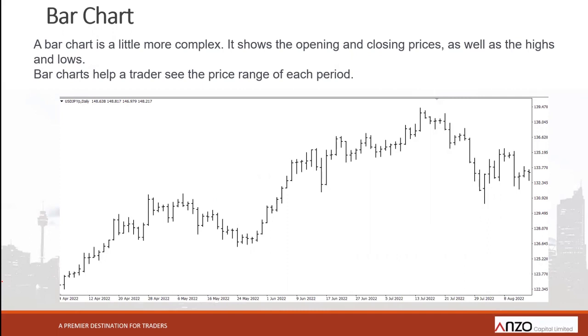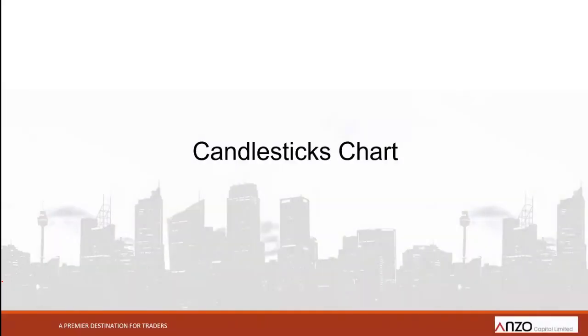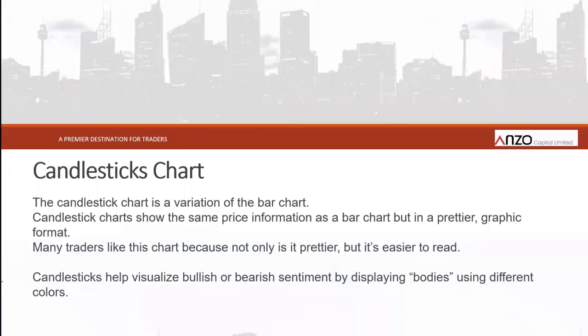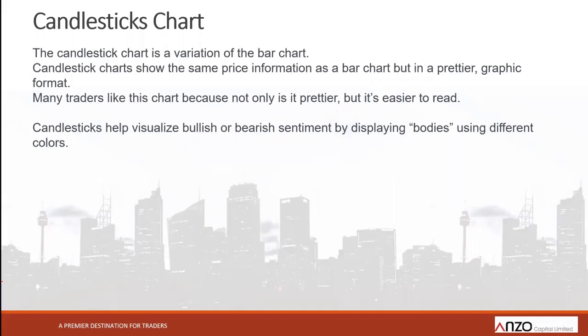Now, an upgrade to the bar chart is where we come into the candlestick chart. The candlestick chart is the most popular type of chart, and it's the type of chart you will be using mostly in your trading because it shows us way more information in a visually appealing manner. Now, the candlestick chart is a variation of the bar chart. So it shows us the same information that the bar chart shows us. However, the candlestick chart colors them in such a way that we can easily see if price appreciated or depreciated within a period.